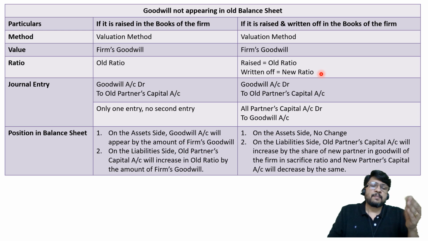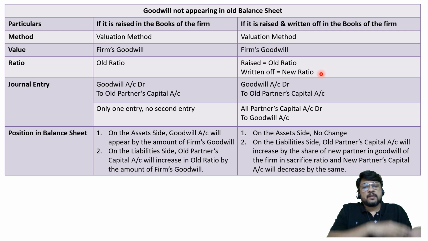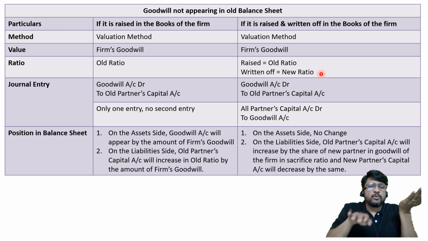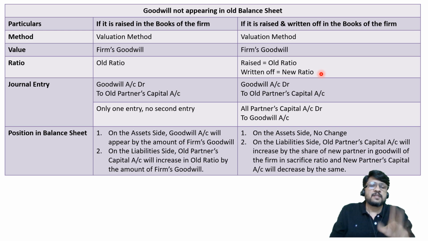But old partners capital account will first get increased in old ratio by the full value of firm's goodwill. Then all partners capital account will get decreased in new ratio. So if you apply your mind, then you can understand that old partners capital account increased first by old ratio, then decreased again by new ratio. So old ratio minus new ratio, that means it is sacrifice ratio. Ultimately it is going to come to the same situation.